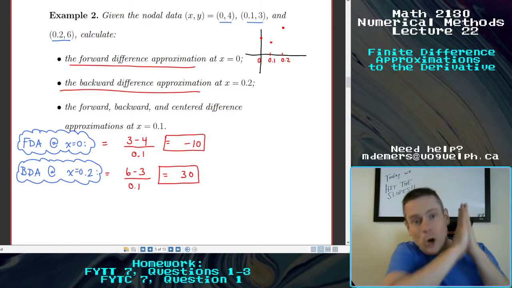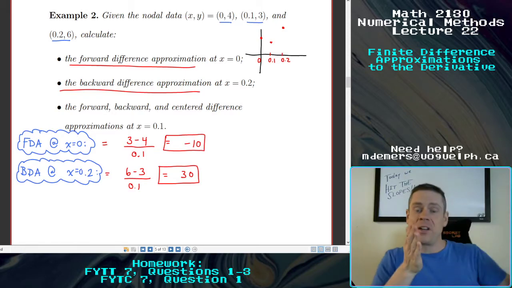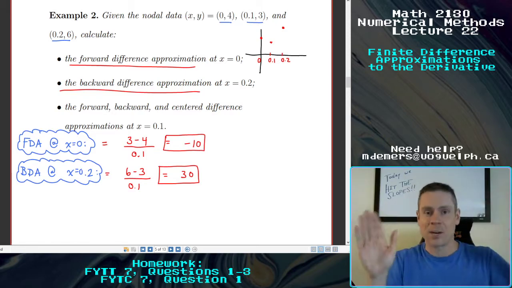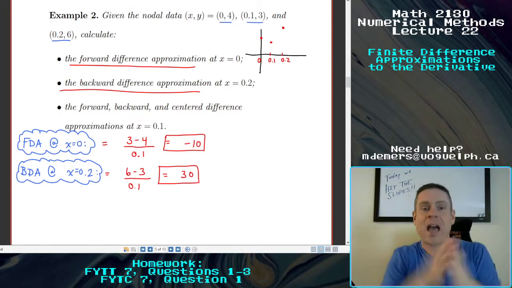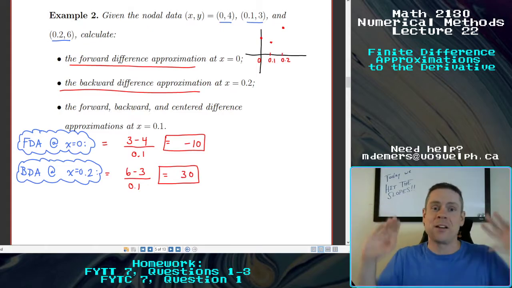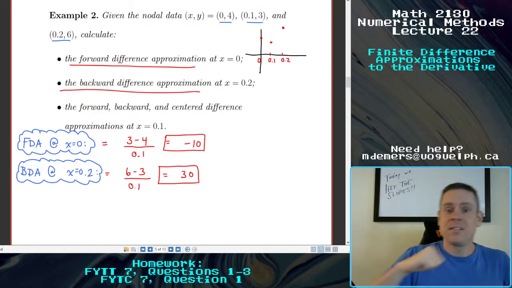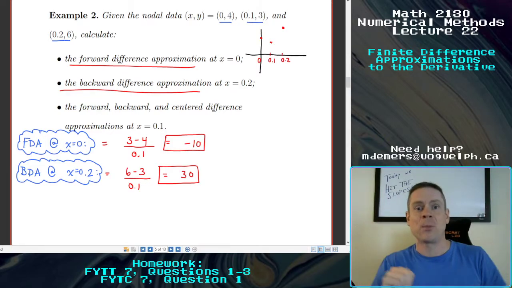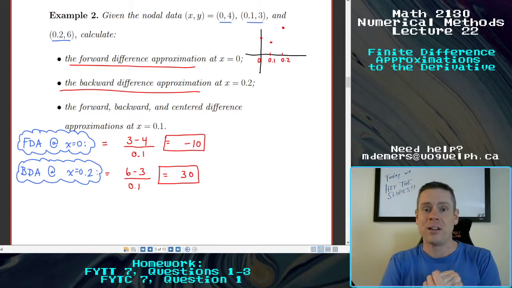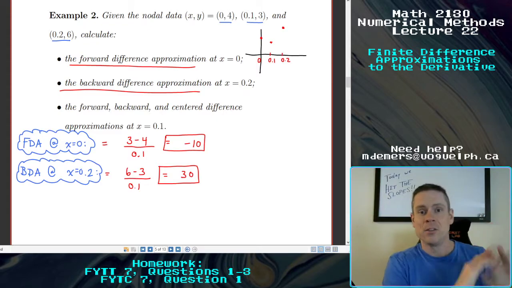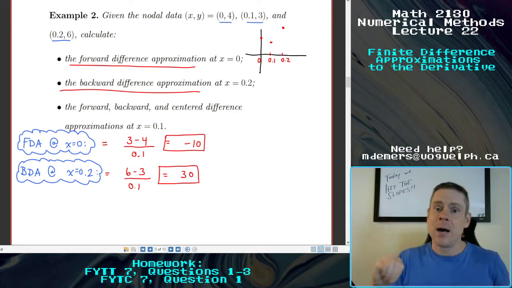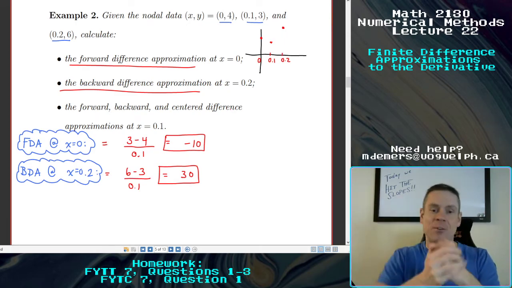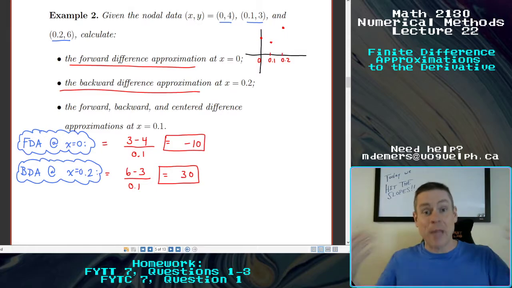At 0, I can only define a forward difference approximation. It doesn't make any sense to talk about a backward difference approximation because nothing happened before 0. I have no measurement there. It's not well defined. Similarly, at 0.2, it makes no sense to talk about a forward difference approximation because that's when time's done. There's no 0.3 measurement. So forget about that. We don't have that. It only makes sense at 0.2 to talk about a backward difference approximation given the data that we have.